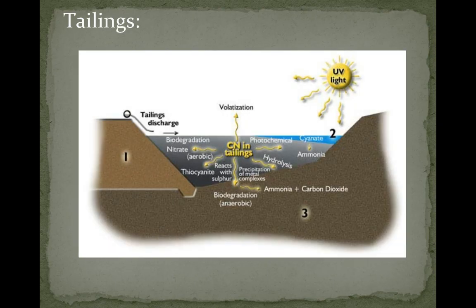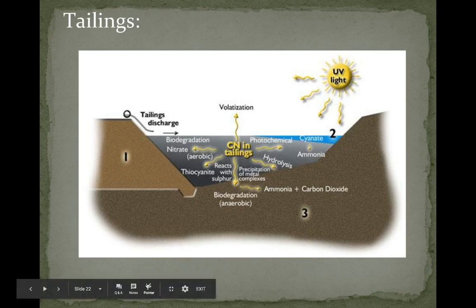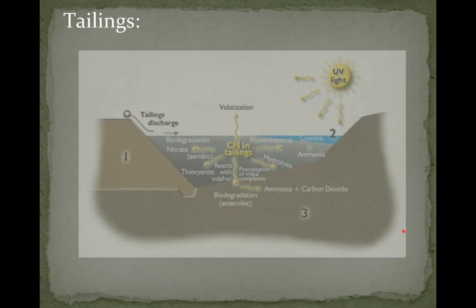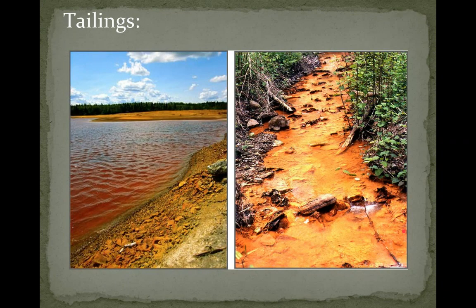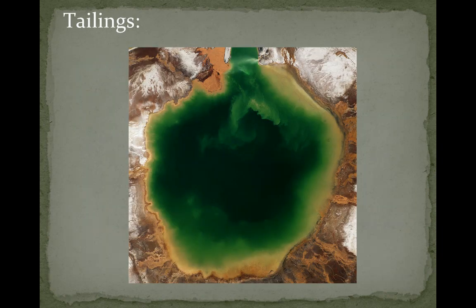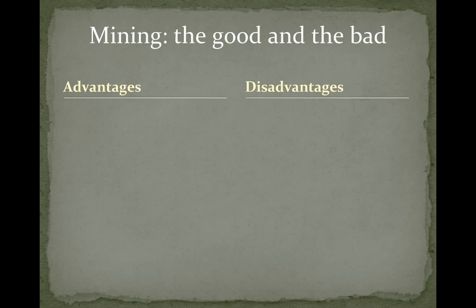So here's just an example showing what they try to do. They try to put them in these aquatic little holding areas. The goal is the water evaporates out and the tailings are left behind. But again, kind of a risky thing to do. And here again, here's some tailing waterways being polluted. Nasty stuff.